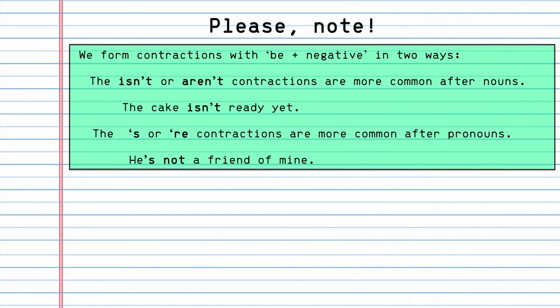Please note, we form contractions with be plus negative in two ways. For example, the isn't or aren't contractions are more common after nouns. The cake isn't ready. The 's or 're contractions are more common after pronouns. He's not a friend of mine.